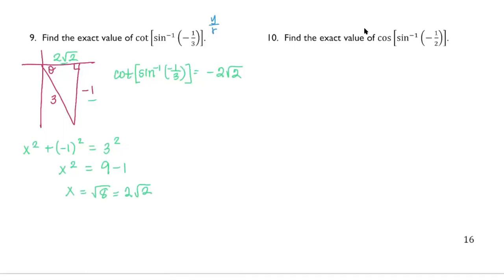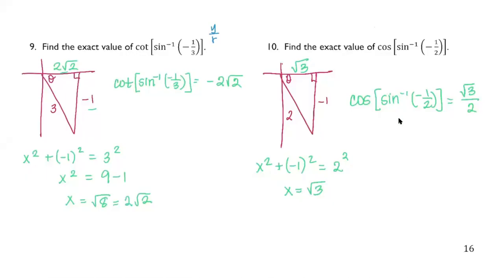Okay, for the last one, find the exact value of the cosine of the sine inverse of -1/2. Go ahead and pause, set up your triangle, see if you can solve this one on your own, beginning to end. Alrighty, so on this one, you do get the square root of 3 for x. And now based on that triangle, the cosine is the square root of 3 over 2.